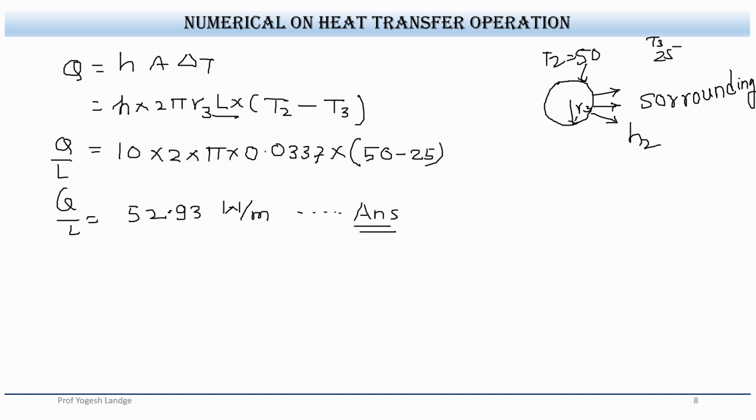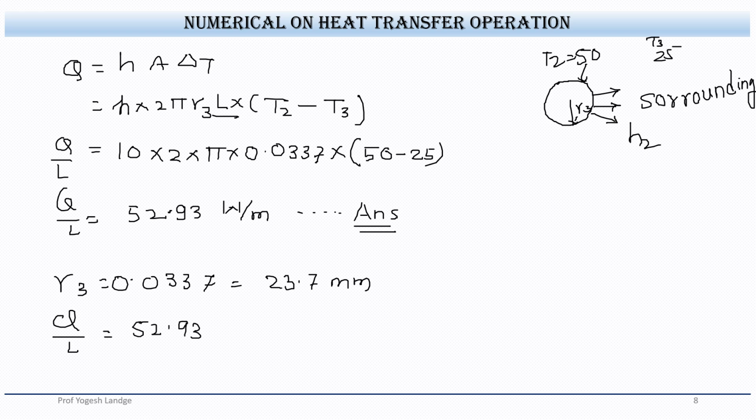So we got the value of R3 as 0.0337. From that, the thickness that we calculated is 23.79 mm, and Q by L equals 52.93 watt per liter. So these two are the answers to the question.